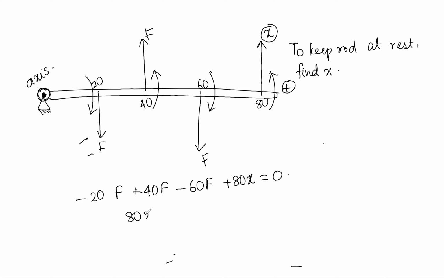So you can write 80x is equal to 60F plus 20F, which is equal to 80F minus 40F, which means that x is equal to F by 2. Okay, so whatever the value of force, the force that you require to keep the rod at rest is equal to F by 2. Another question.